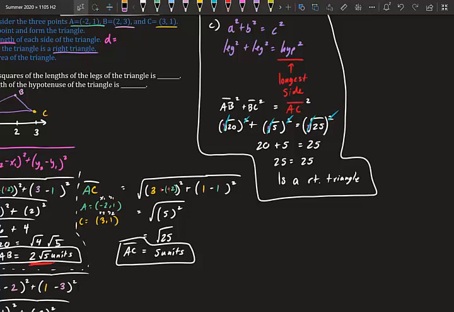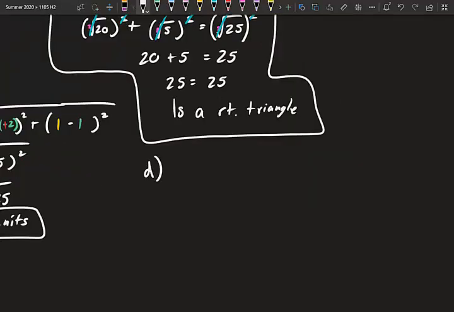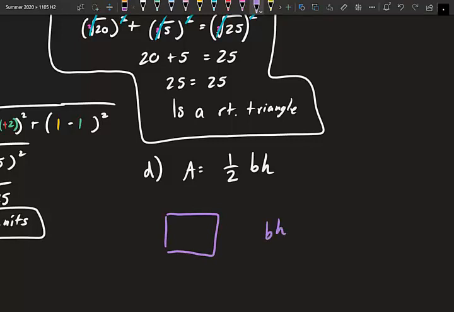All right. So for part D, we need to find the area of the triangle. Area of a triangle is 1/2 base times height. Now, what if you forget that? Don't you know the area of a rectangle? Isn't that base times height? Isn't a triangle just half of a rectangle? See, stuff makes sense. So just in case you ever forget, it's half base times height because a triangle is half of a rectangle.